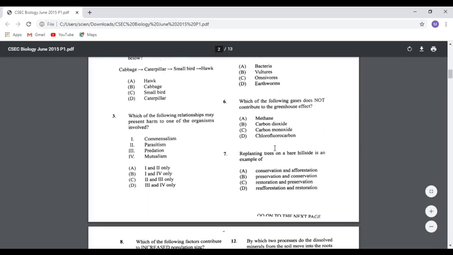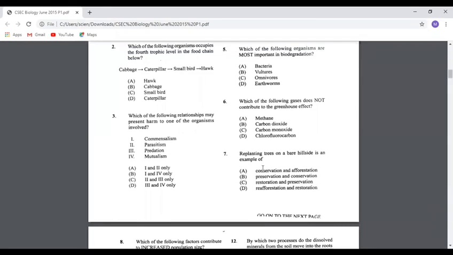7. Replanting trees on a bare hillside is an example of A, conservation and afforestation. No, because we're replanting, so there is nothing on the hillside for us to conserve, so that would be out of it. B, preservation and conservation. As we said, the hillside is bare, there's nothing there to conserve nor preserve, so that's out of it. C, restoration. Yes, we want to restore the bare hillside, but we still have preservation here, so that's out of it because there's nothing there to preserve. D, reforestation and restoration. So based on elimination, our answer would be D.